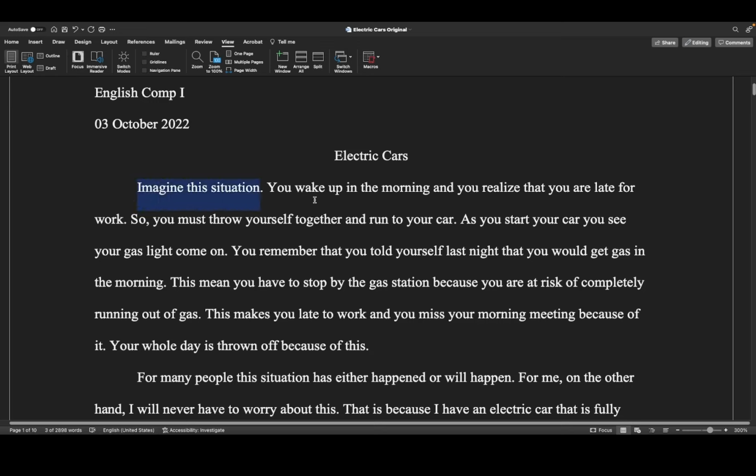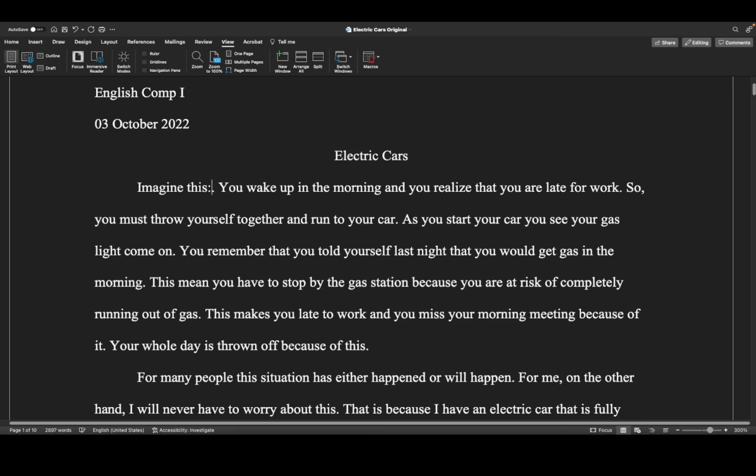If you're imagining something, it's probably a situation. The word situation doesn't actually do anything for us here. And so we can just say, imagine this, and we'll put a colon there, right? Because we're going to detail the situation after that. And so saying that it's a situation doesn't do anything for us really. So we can cut a word there.